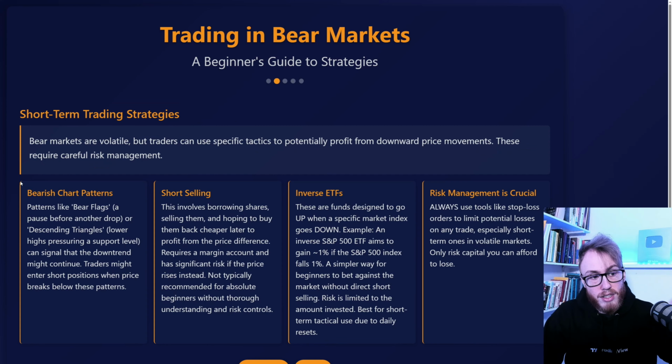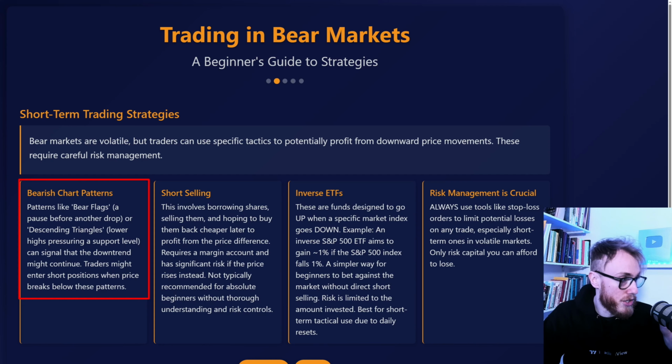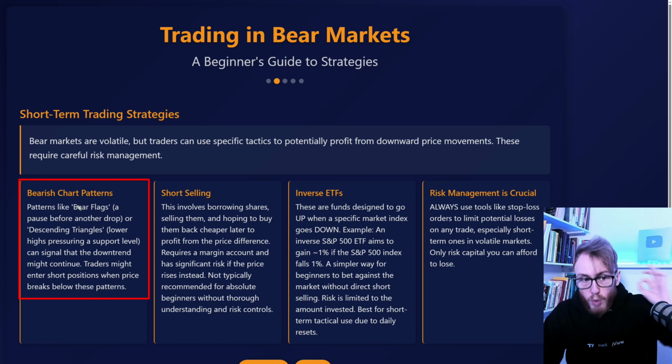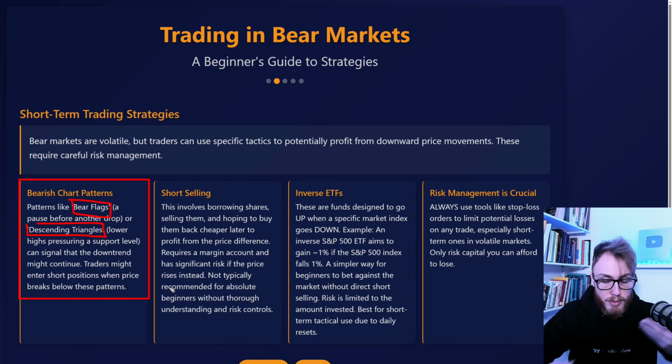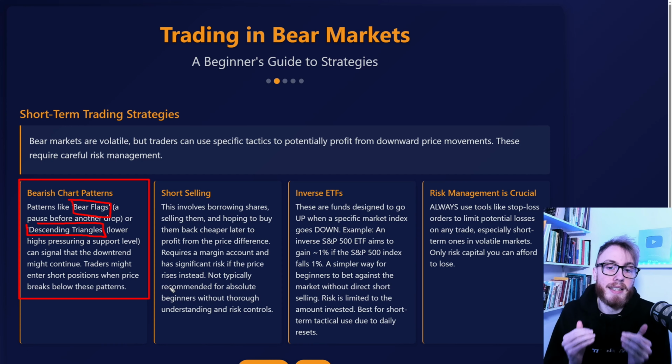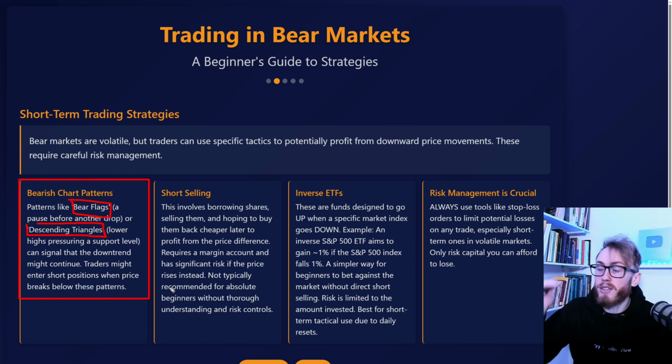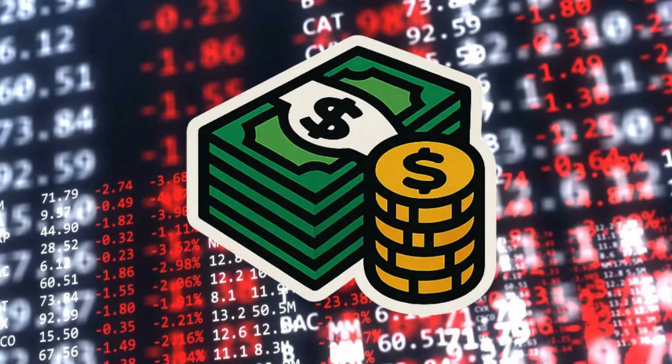And the first trading strategy I want to show you guys is something called bearish chart patterns. One of my favorite chart patterns is called a bear flag, and I will take a look at the bear flag trading strategy step by step. But we do have other trading strategies like descending triangles, and what all of these chart patterns can do is that they can basically give you a framework for when to enter, where to exit, and where to set your stop loss in order to make money from falling markets.